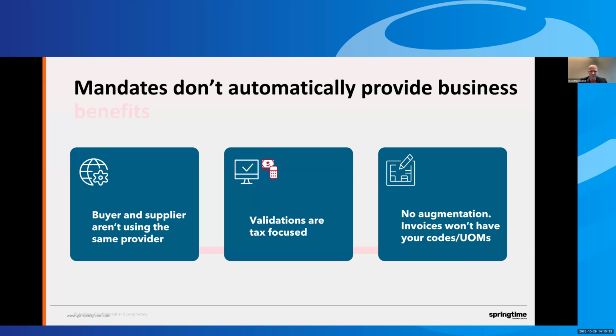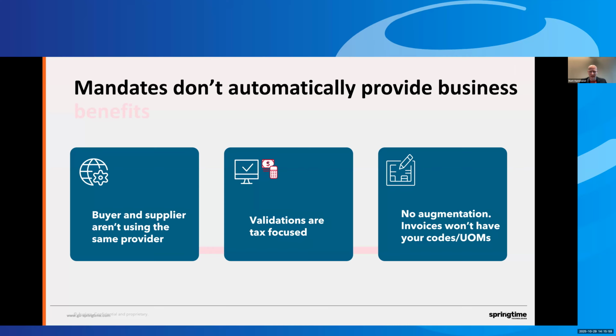As an example, validations have been key to delivering a lot of these benefits. Now, looking forward, with the exception of France, you can't put business validations in the mandate equation. So once the invoice has been accepted by the government, it has to come to you. You can't reject it back.